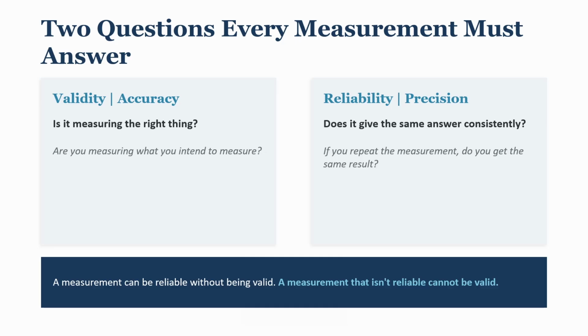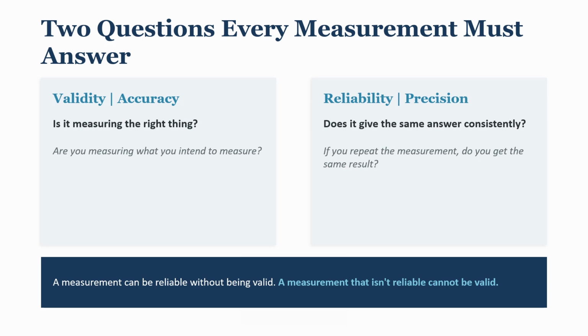Every measurement, whether it's a lab assay, a physical exam finding, a survey question, or a count of disease cases, has to answer two fundamental questions. First, is it measuring the right thing? This is validity, also called accuracy. A valid measurement is one that actually captures the true value of what you're trying to measure. If you're trying to measure blood pressure and your cuff is the wrong size, you're not getting a valid measurement. You might be getting a number, but it doesn't represent what you think it represents.